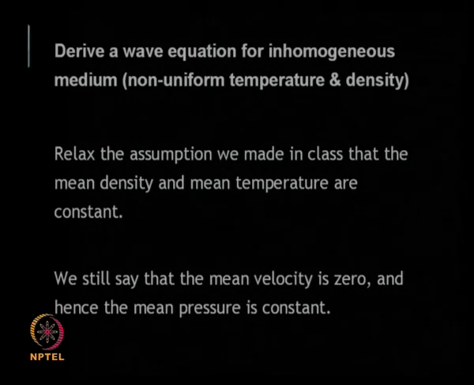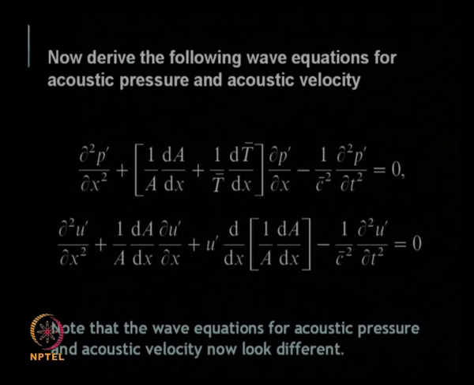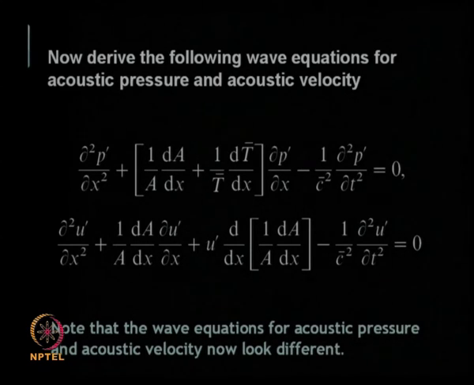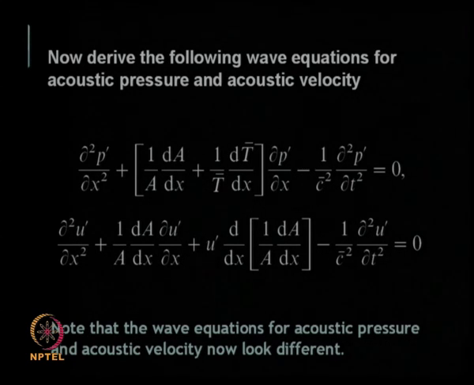We still say that the mean velocity is 0, and hence the mean pressure is constant. This simplifies matters a lot, and now you can manipulate the governing equations and derive these two equations. The top equation is the wave equation in terms of the acoustic pressure, and the bottom equation is the wave equation in terms of the acoustic velocity. Please derive these two, and I wish to note that the wave equations for acoustic pressure and acoustic velocity now look different from each other. If you think of the classical wave equation, the wave equation for pressure was exactly identical to the wave equation for velocity, with the same operator. You can replace the pressure p prime with the velocity u prime.